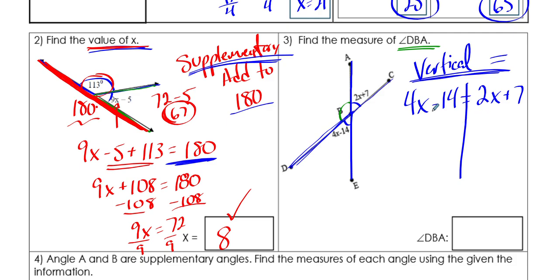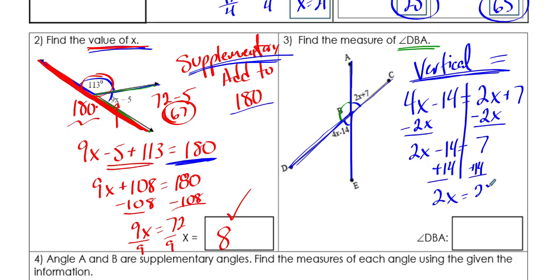So now I have an x on both sides. I need to combine like terms between sides. I'm going to do the opposite of a positive 2x. I'm going to do minus 2x on both sides. That gives me 2x minus 14 equals that positive 7 comes down. I'm going to add 14 to both sides. Gives me 2x equals 21. And then we divide by 2. So x is 10.5.